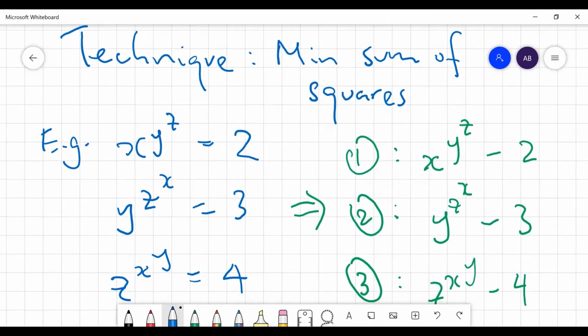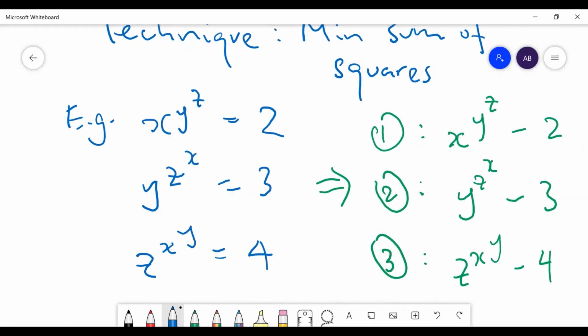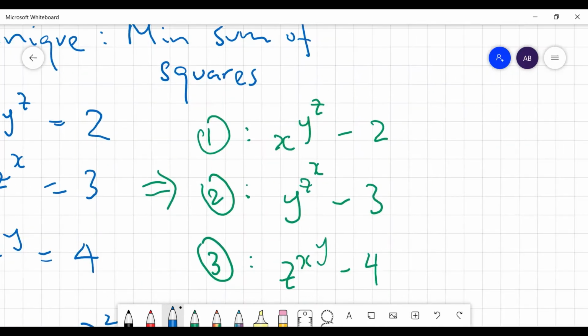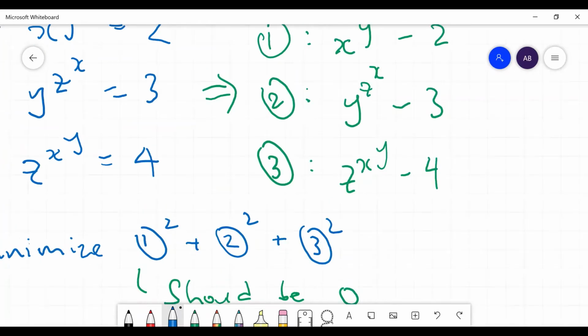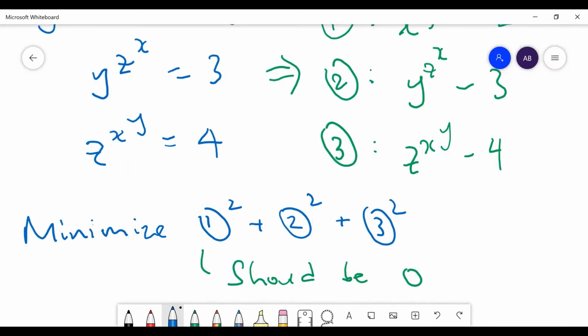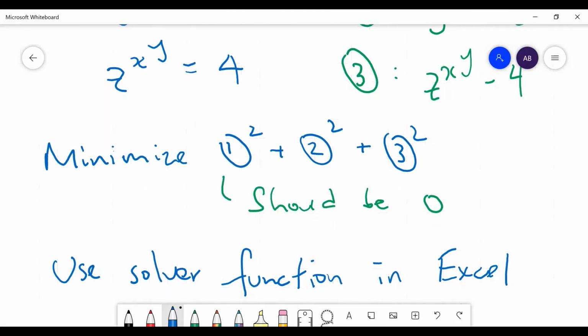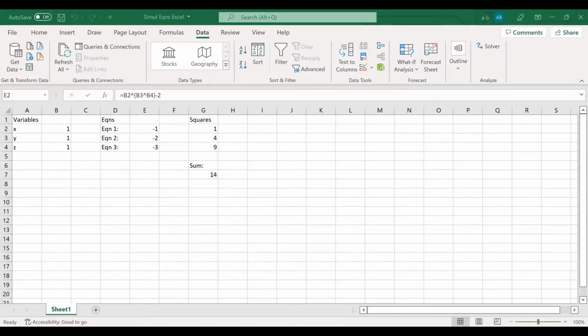Okay, so let's look at this example. x to the power of y to the power of z is equal to 2, y to the power of z to the power of x is equal to 3, and z to the power of x to the power of y is equal to 4. So we rearrange them to get these three expressions, which should all be equal to 0. So what we do is we minimize equation 1 squared plus equation 2 squared plus equation 3 squared, which should be 0. And so now we can use the Solver function in Excel, which I will show you now. Okay, now we are in Excel, and I will show you how this Solver method works.